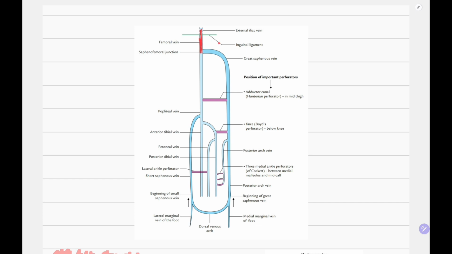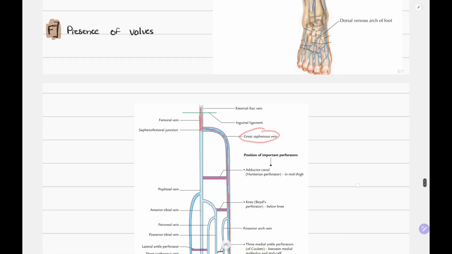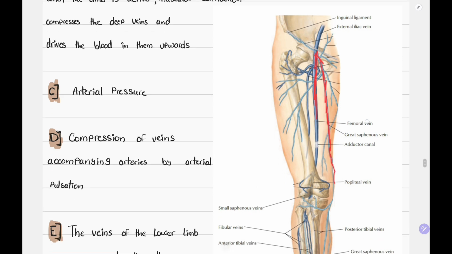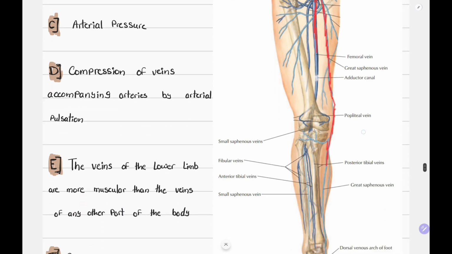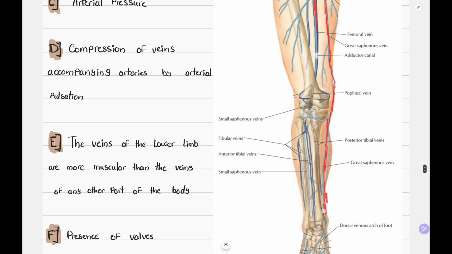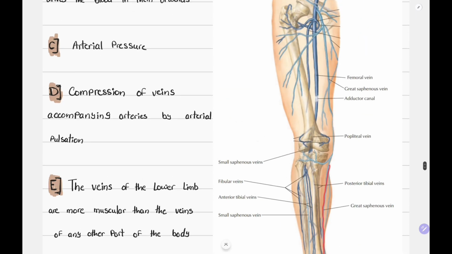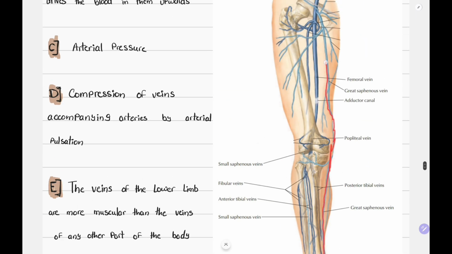This femoral vein gives a branch called the great saphenous vein, which is a superficial vein. This is the great saphenous vein. This right here is our femoral vein, and it gives us a branch, the great saphenous vein, which extends down to the foot, right here till the dorsal venous arch. This is the path of the great saphenous vein.